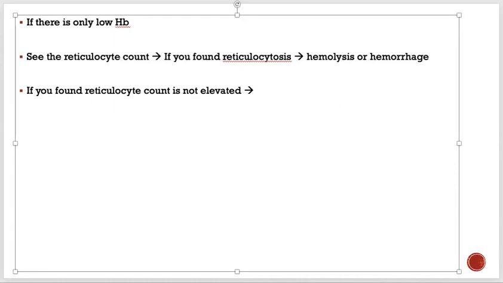So what should be your next step? Your next step should be to look at the size of the erythrocytes. Now, what are erythrocytes? Again, it is the other name given to RBCs. Okay. Now, guys, look at this one.